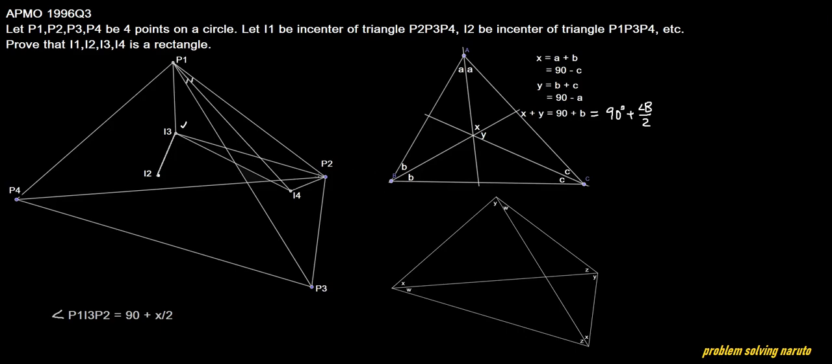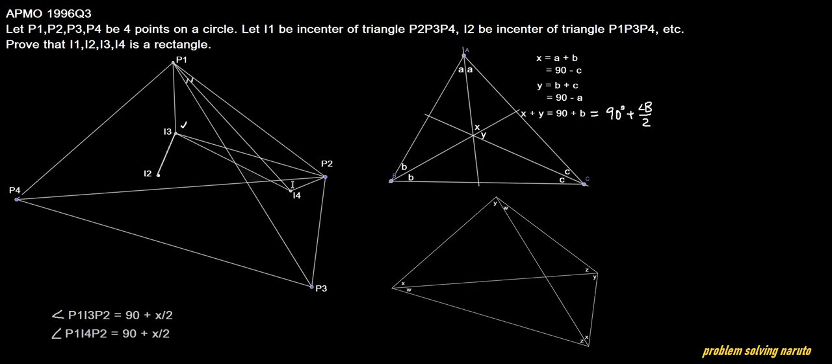We hope that these 4 points form a cyclic quadrilateral. In that case, this angle P1, I4, P2 should be equal to this angle, and indeed it is, using this fact again. These are the angle bisectors, and this angle P1, I4, P2 would be 90 plus half of this angle, which is also X, because P1, P2, P3, P4 is a cyclic quadrilateral. These two angles are the same.